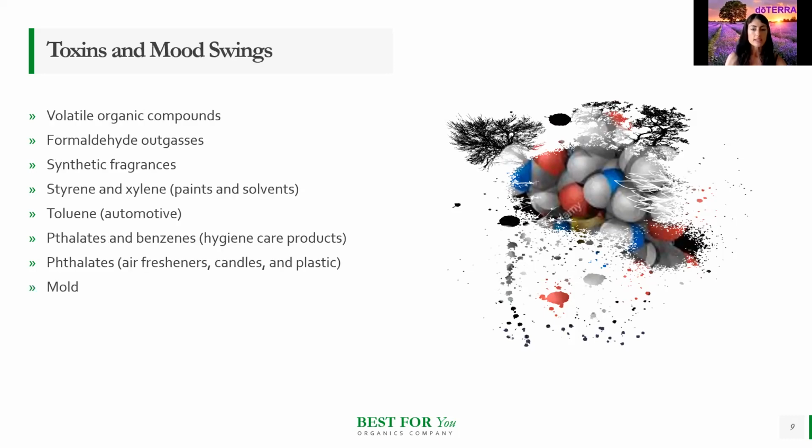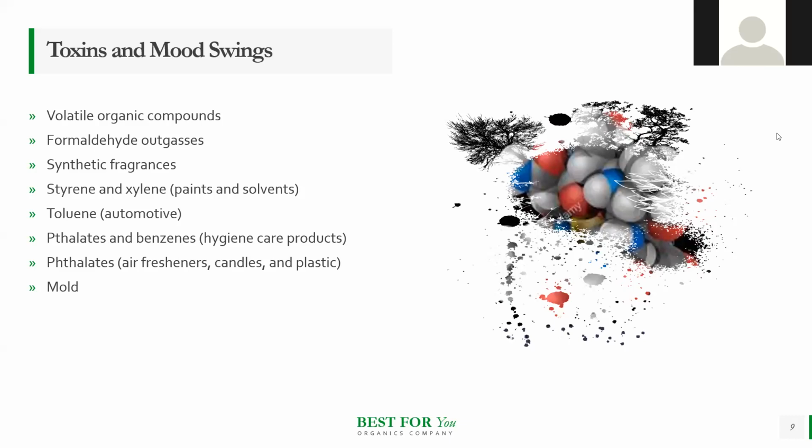Okay, and then in our next slide with mood swings: volatile organic compounds, formaldehyde, outgases, synthetic fragrances. So when we talk about synthetic fragrances, we are talking about the things that are literally in your skin products, the stuff that makes your soap smell nice, or your creams, or your shampoos. And then also your perfumes are another one.